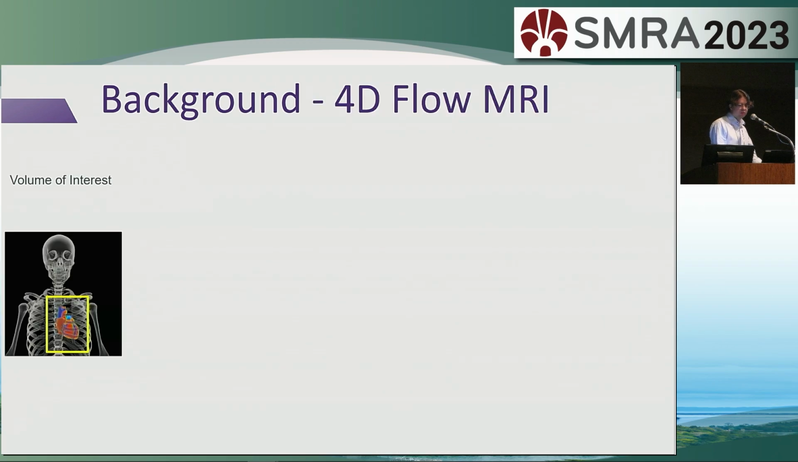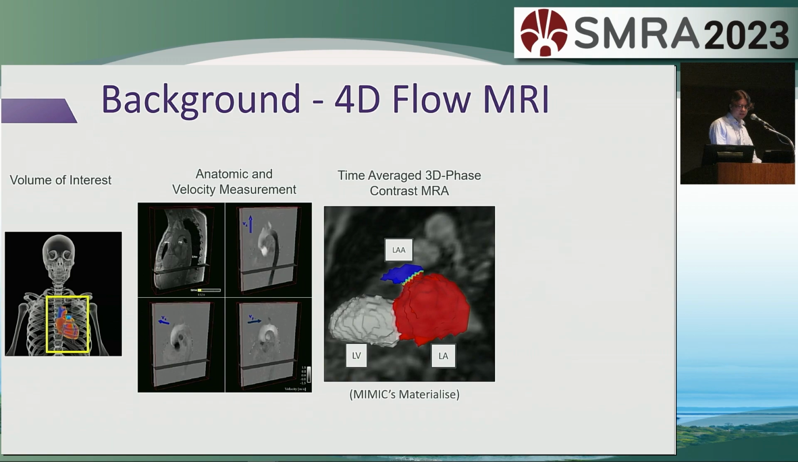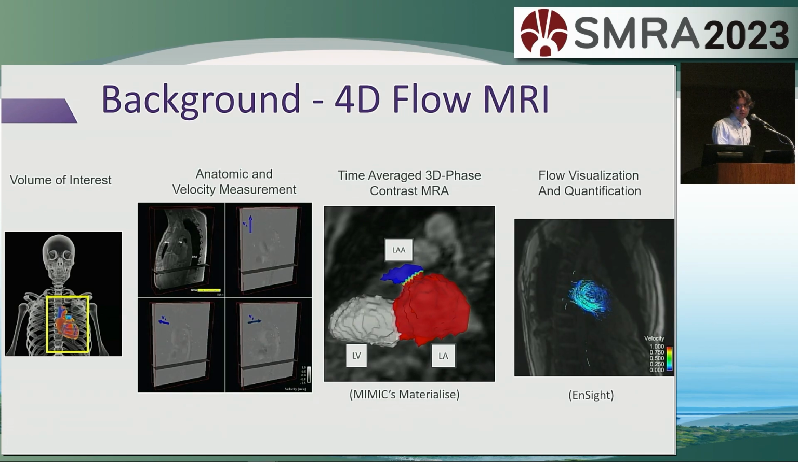So 4D-Flow MRI allows us to measure the blood flow in a region. In order to use this, as Michael showed earlier, we need to segment the region of interest. And so for this, it's going to be the atrium and the appendage, which we segment off of a phase contrast angiogram. Using this, we can finally do flow visualization and quantifications and utilize 4D-Flow information.